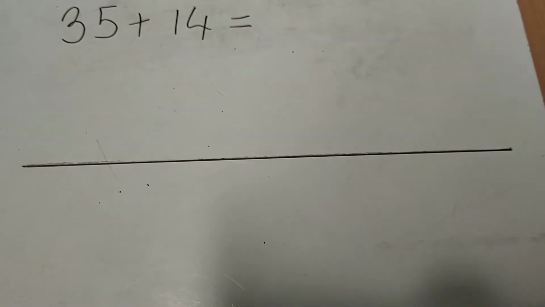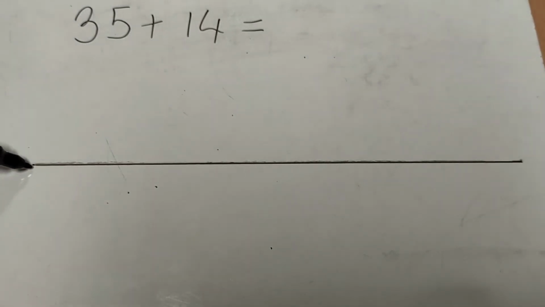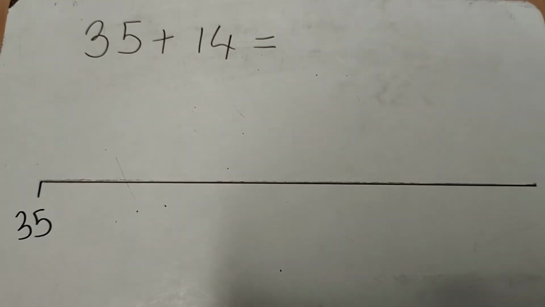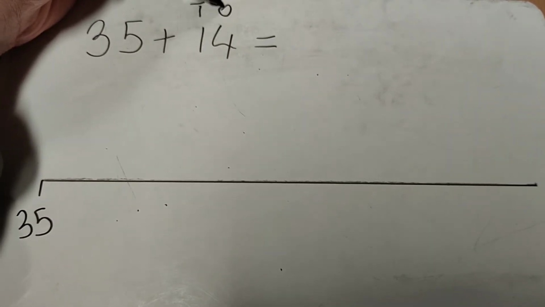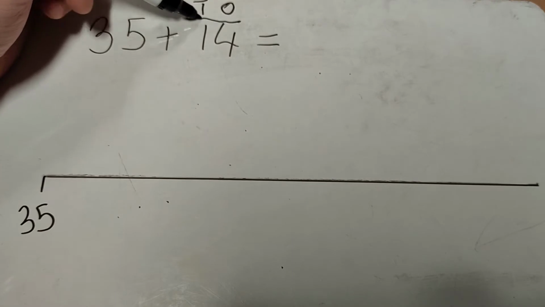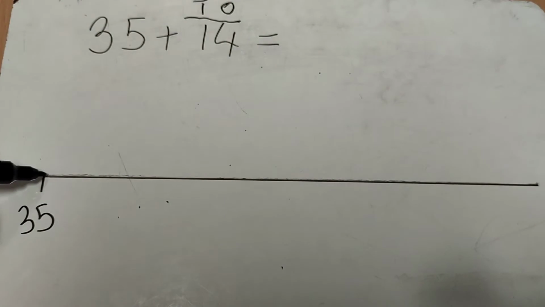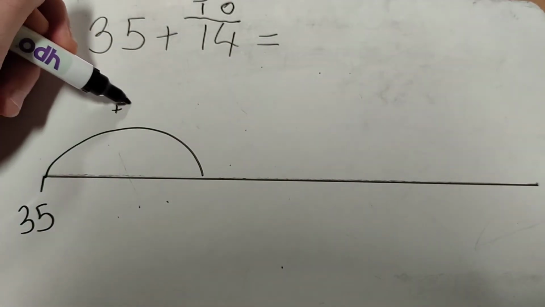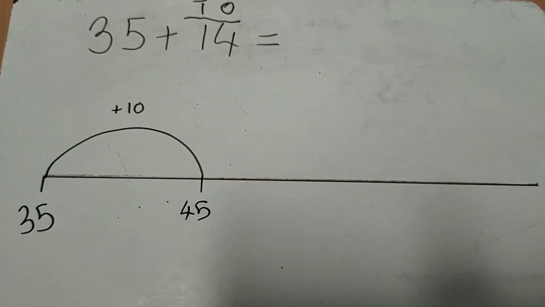Last week I talked about how we could use a number line without any numbers on it to help us add tens and ones. So just to recap, we're going to start with this number, 35. We're going to add our tens, which as we all know, there's 1 ten in 14 and there's 4 ones in 14. So let's add the tens first. I'm going to do one jump because I know I have 1 ten. Add 10, and that gets us, as we all know, to 45.